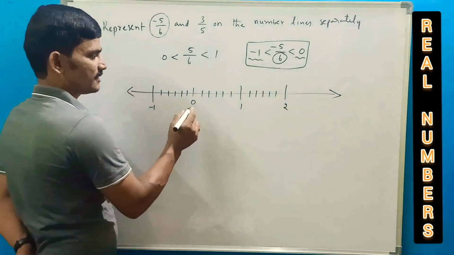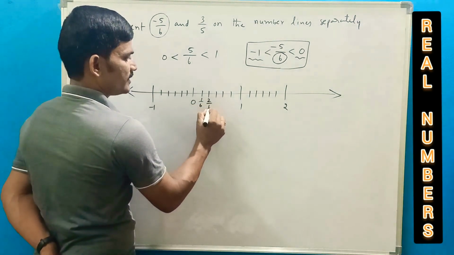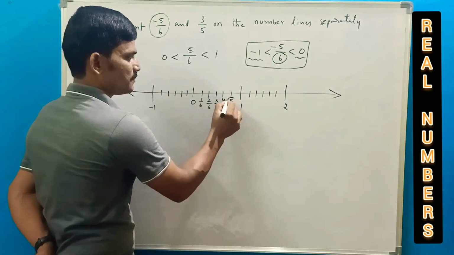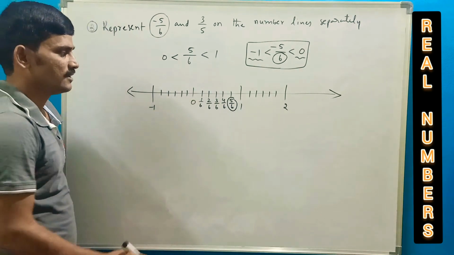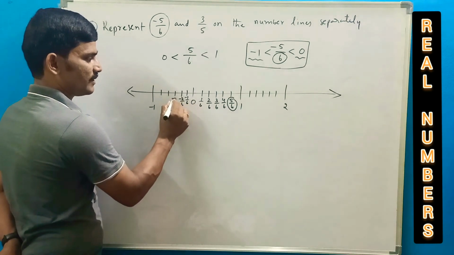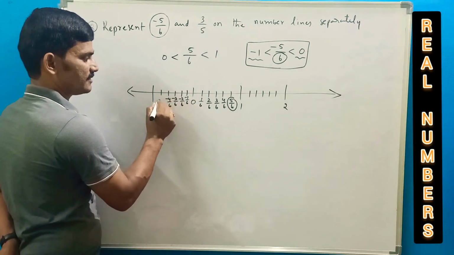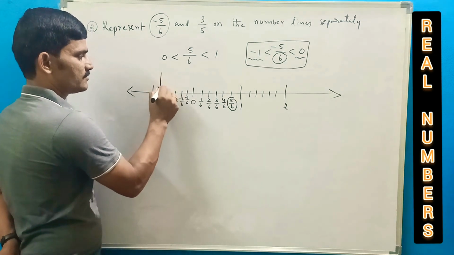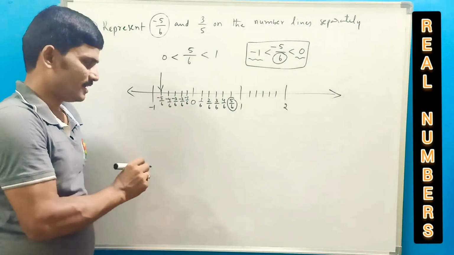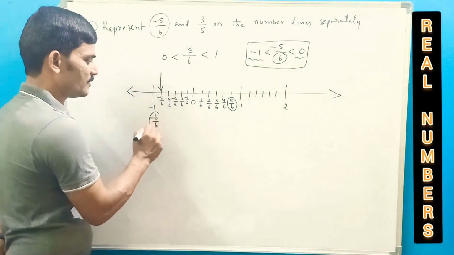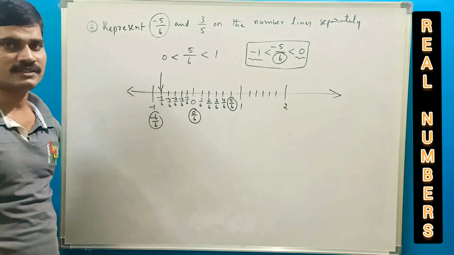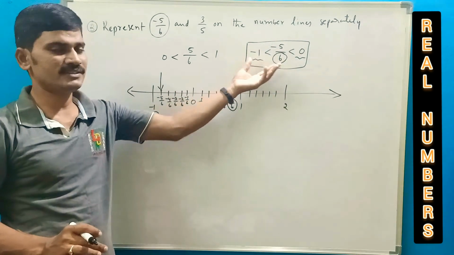So here this is 1 by 6, 2 by 6, 3 by 6, 4 by 6, 5 by 6. If it is positive, this is your answer. If it is negative, this is minus 1 by 6, minus 2 by 6, minus 3 by 6, minus 4 by 6, minus 5 by 6. This is what you require. So that is the location of minus 5 by 6 on the number line. Minus 6 by 6 is nothing but minus 1. 0 is nothing but 0 by 6. This is how we represent minus 5 by 6 on the number line.